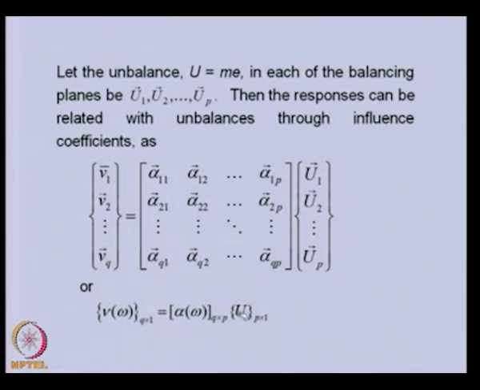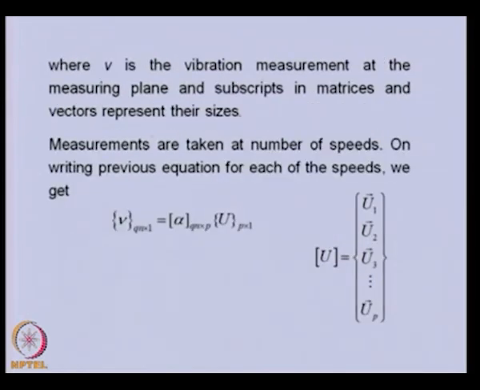This is the unbalance. Unbalance we have defined as mass into eccentricity. So, basically they will not change with speed. Unbalance force will change, but this unbalance will not change with the speed. So, this u is a vector which is not a function of speed. So, here we have response and the influence coefficient as function of speed, but this is independent of the speed, because the previous relation we have written for one speed.